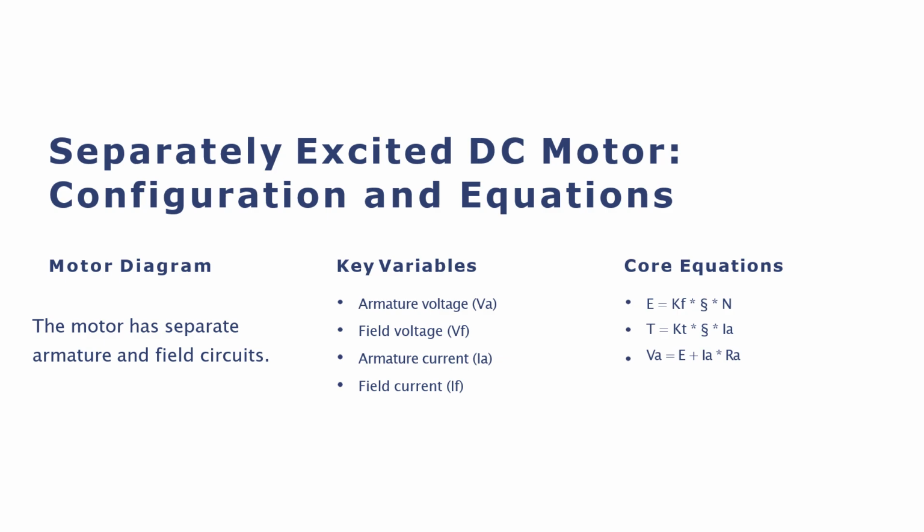Now in the third equation, we have the armature voltage, which is denoted by Va. That is, Va is equal to E plus Ia into Ra, where Ia is the armature current and Ra is the armature resistance.